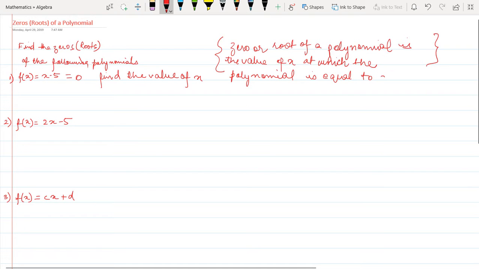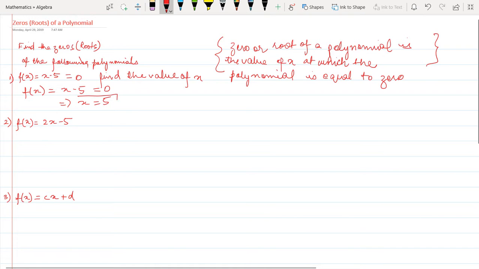Now we'll solve a few examples here around how do we find the 0 or the root of a polynomial. So x minus 5 is equal to 0. So what is given to us is f(x) is equal to x minus 5, and I have to find the 0, so I have to equate this with 0. This implies that x is equal to 5.